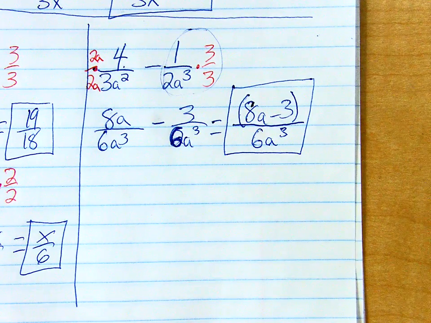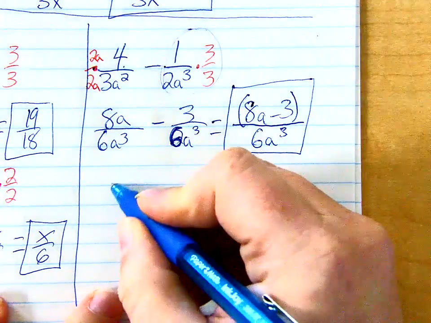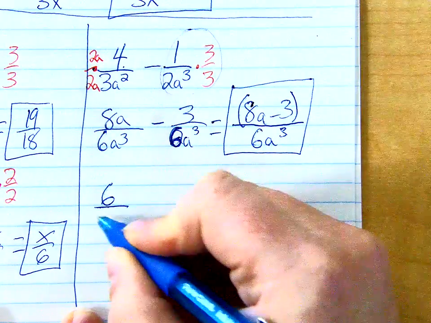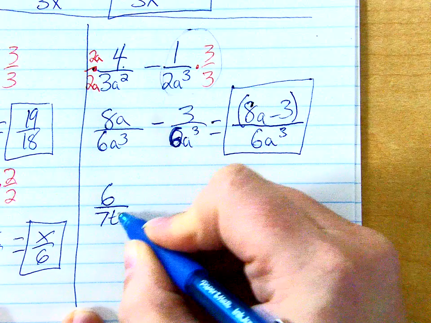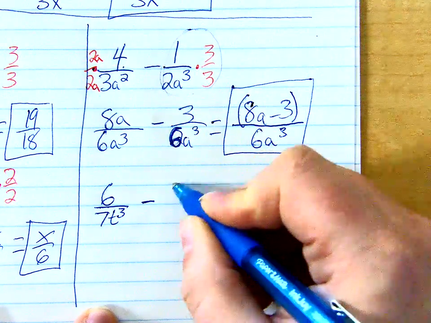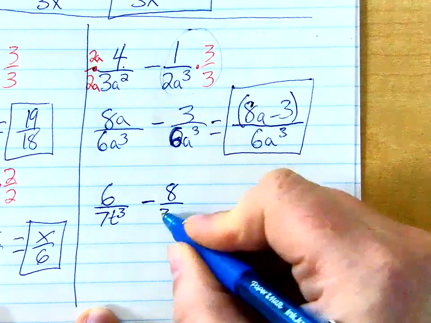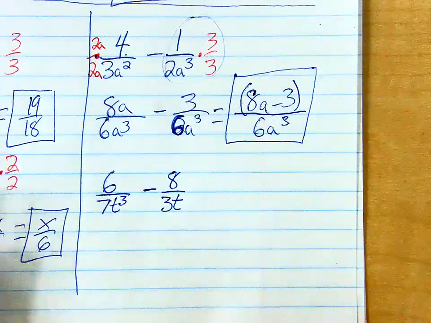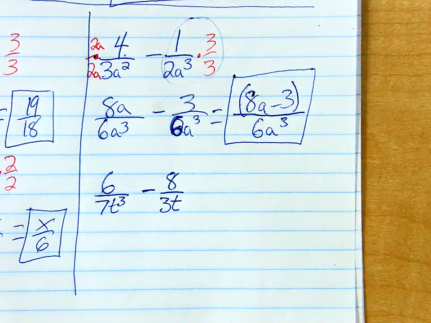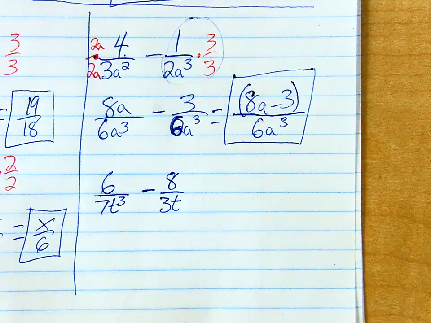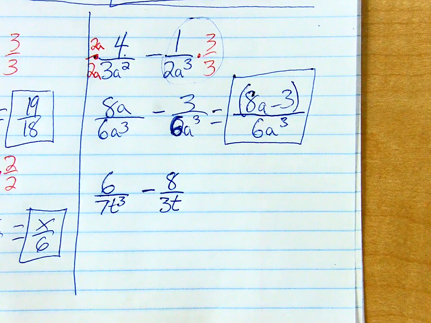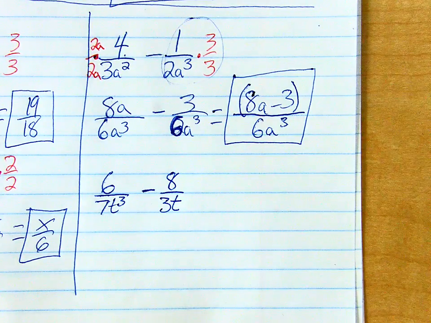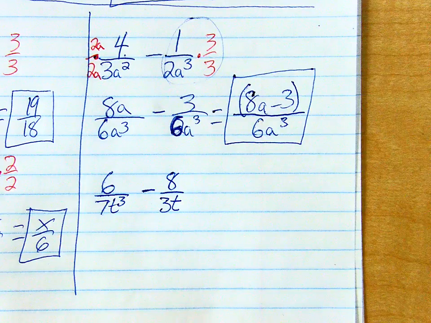Let's try this one. I'll let you try this one on your own, and then we'll come back together and see how this went before we try any more difficult examples. Try that one: 6 over 7t to the third minus 8 over 3t. If you would like my advice, get your numbers the same, and then worry about the variables. So see what you have to do to get 7 and 3 the same, and then worry about the t's.